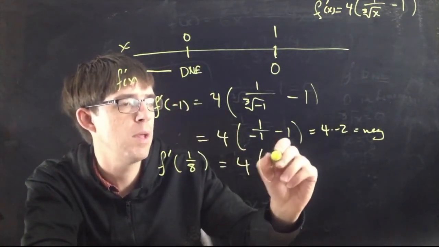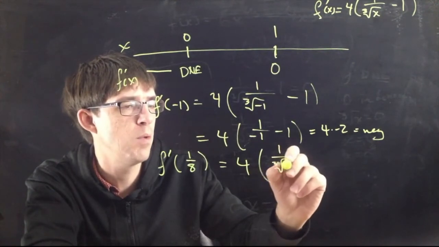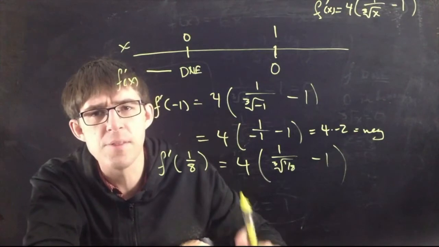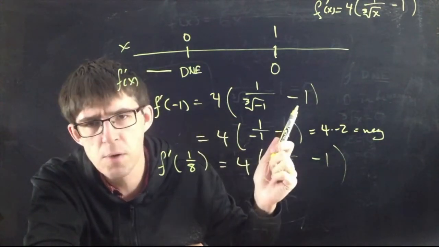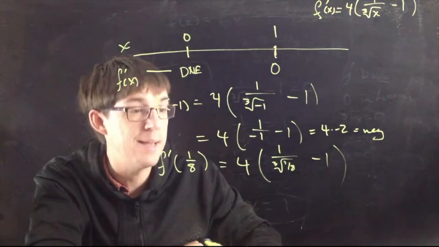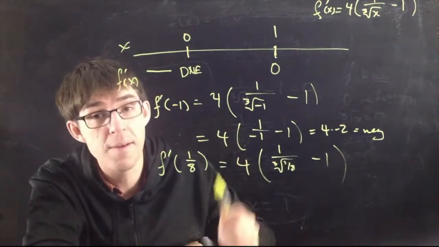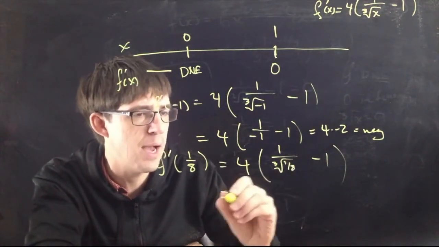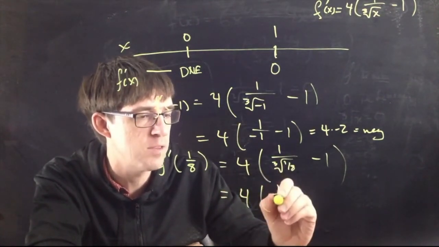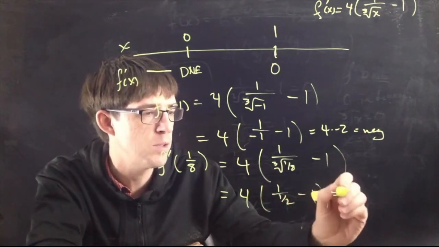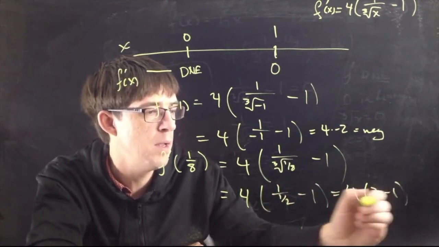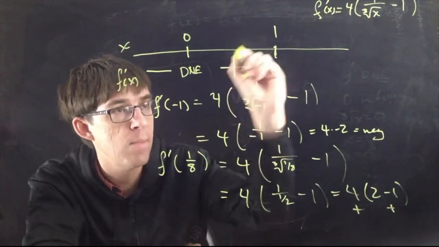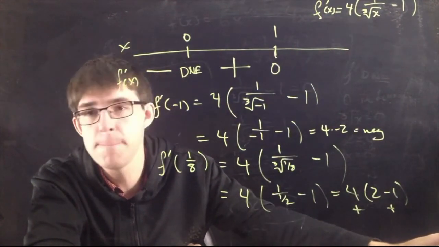Check it out. This is 1 over cube root of 1/8 minus 1. All right, what is the cube root of 1/8? I need some number, x, so that x times x times x is 1/8. The answer is 1/2. 1/2 times 1/2 times 1/2 is 1/8, right? That's why I chose 1/8 for this, because I know the cube root of 1/8 is 1/2. So this is 1 over 1/2 minus 1. Of course, that's 2 minus 1. These are positive and positive. So in here, the derivative is positive. All right?